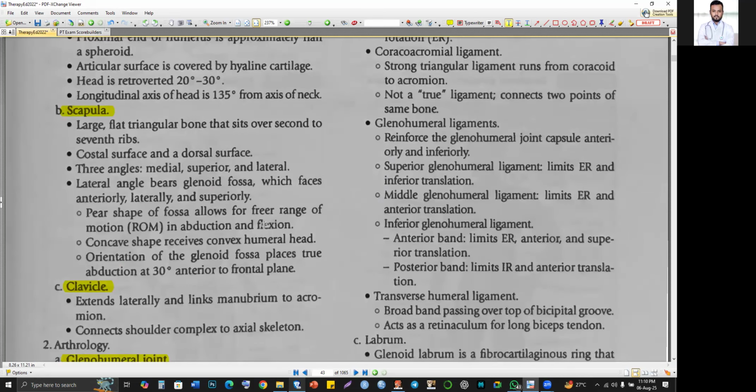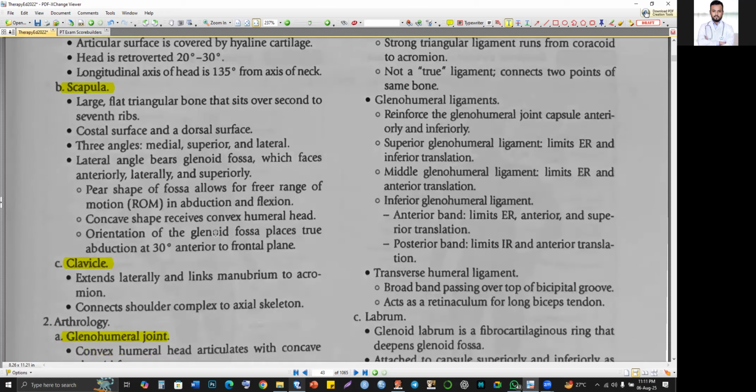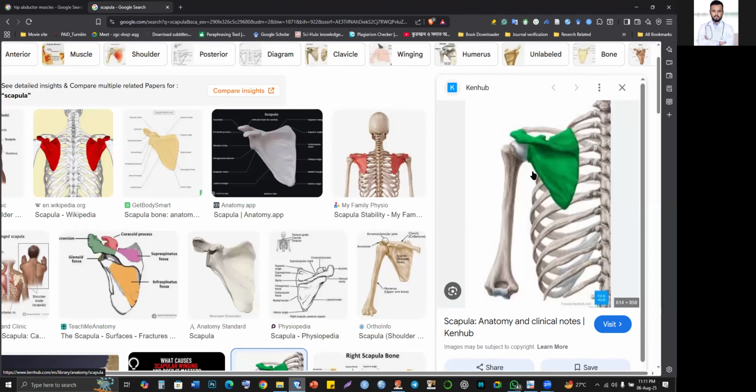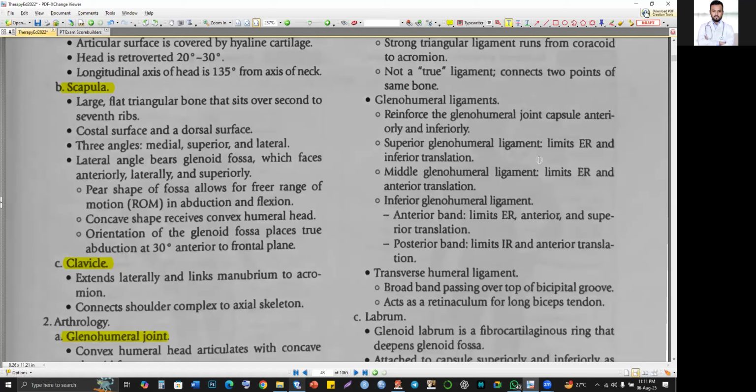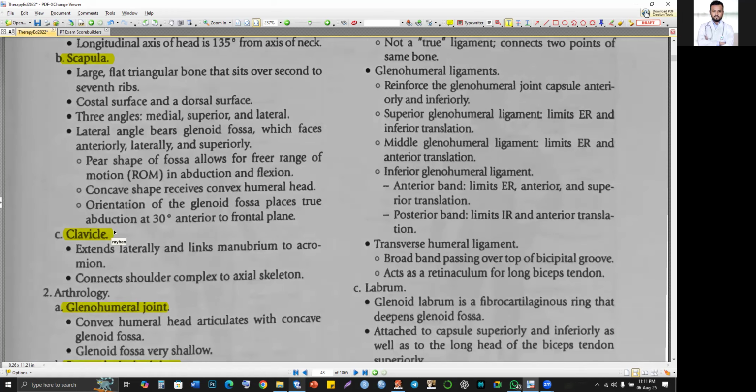The lateral angle bears the glenoid fossa, which faces anteriorly, laterally, and superiorly. Here it is. The pear-shaped fossa allows for a freer range of motion in abduction and flexion. The concave shape receives the convex humeral head, so the concave glenoid fossa of the scapula receives the convex humeral head, right? Then the orientation of the glenoid fossa places true abduction at 30 degrees anterior to the frontal plane.